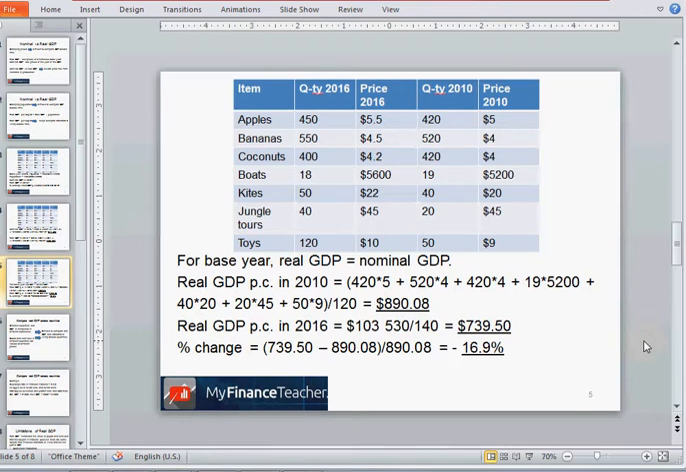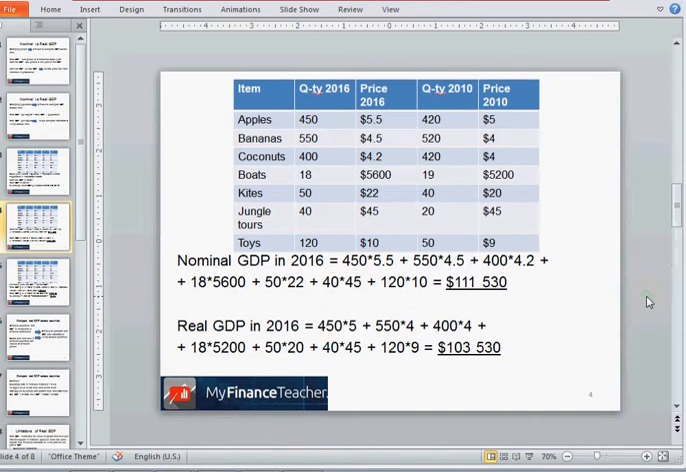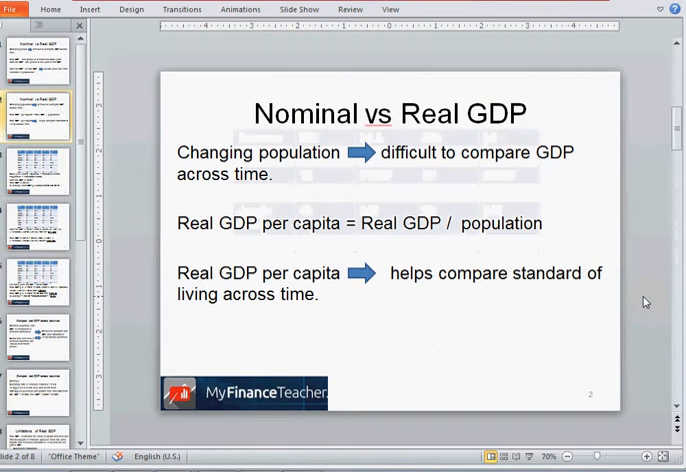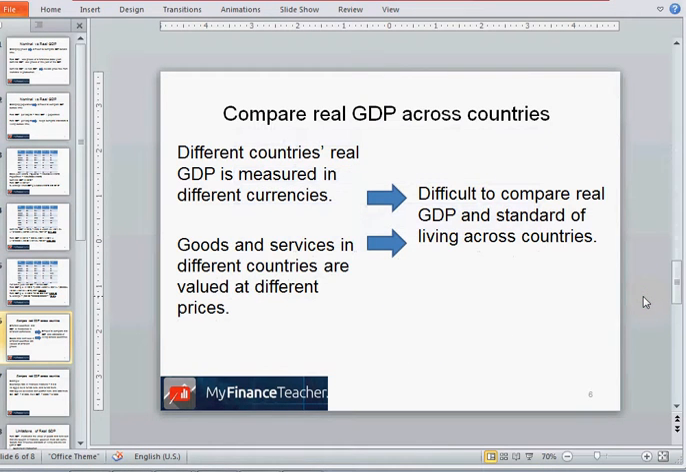So I hope this example clears up a little bit of the theory that we've been discussing so far. Next, how about the comparison of real GDP across countries? There are also some factors that make it difficult.